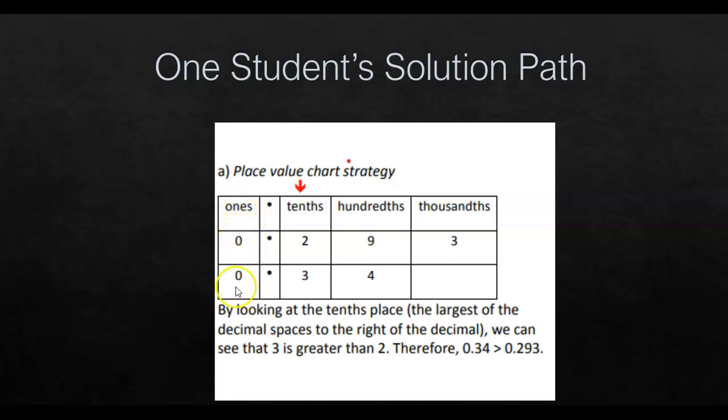When I look at the ones place, that doesn't really tell me anything because the value is 0 for both. So now I'm going to go over and look at the tenths place, and I see a value of 2 and a value of 3. Of course, we know that 3 is greater than 2, so that means that 34 hundredths has the greater value than 293 thousandths, even though this number has more digits. Some students would mistakenly think that 293 thousandths has a greater value simply because it has more digits, but that doesn't work with decimals. You have to look at the value in the place values.